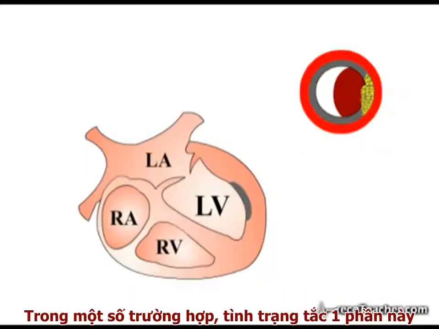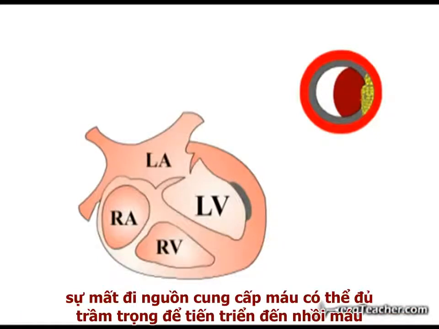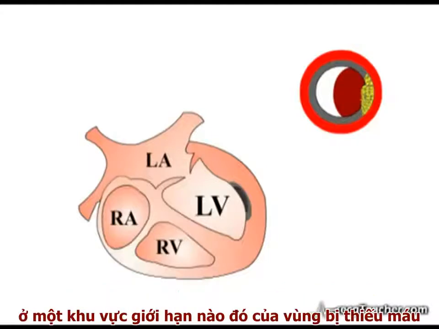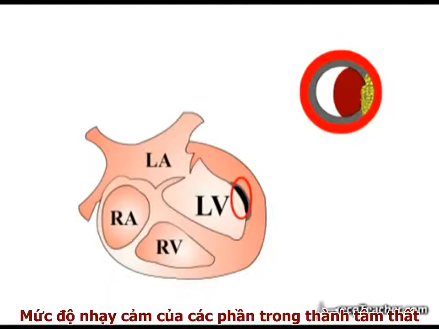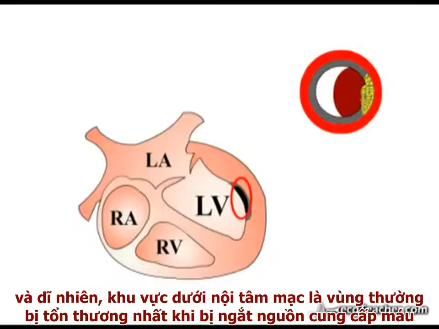In some cases of partial obstruction, however, the loss of blood supply may be sufficient to progress to infarction in a limited region of the ischemic area. The susceptibility of the ventricular wall to this type of partial thickness infarction is not uniform. Again, the subendocardial region seems to be the most precarious in terms of blood supply.